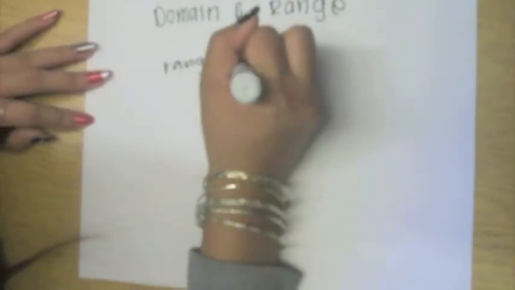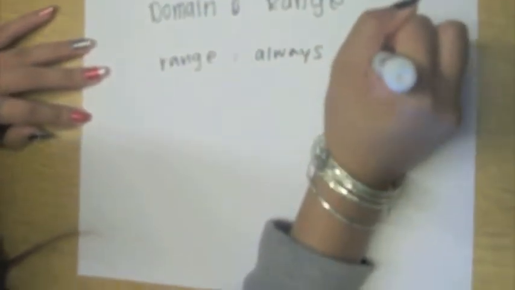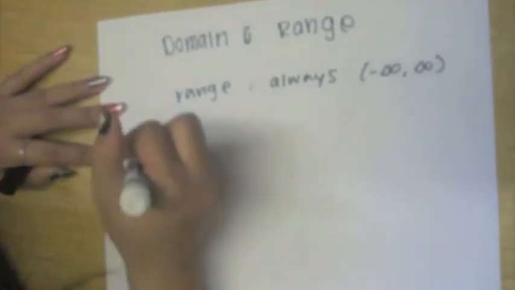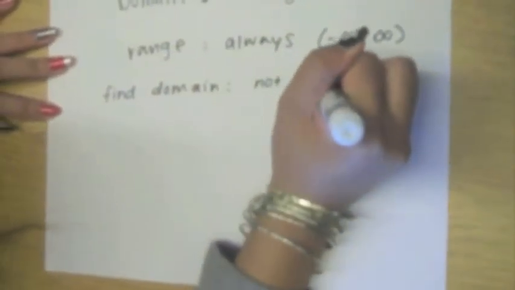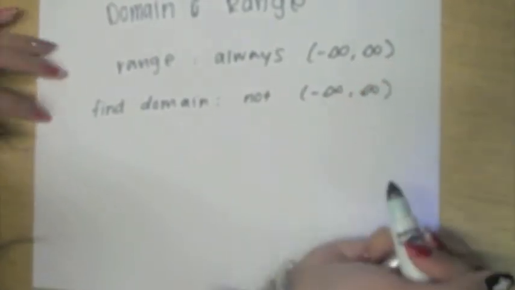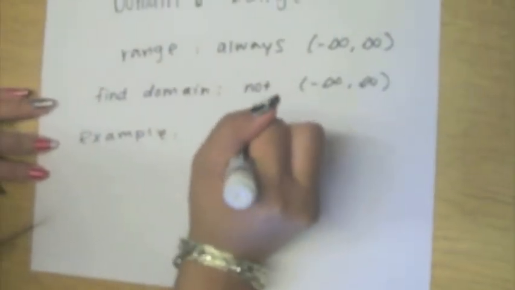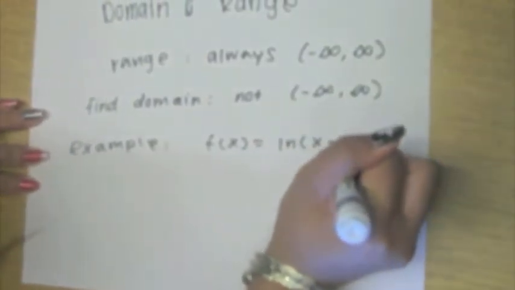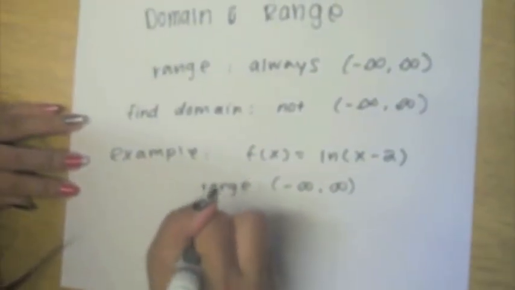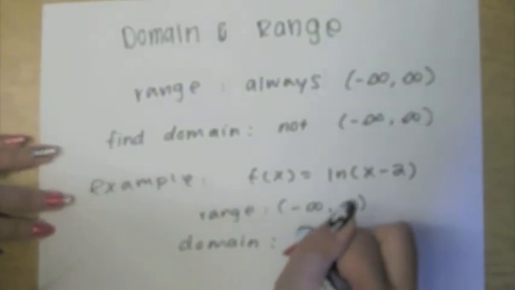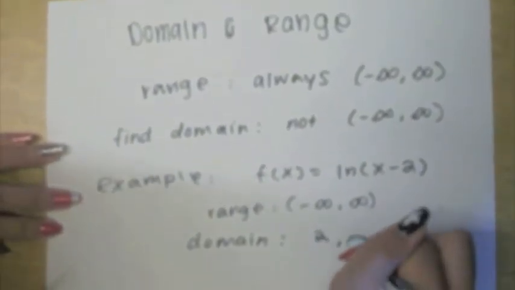Now you will be finding the domain and range of the function. The range would always be all real numbers, and finding the domain is not all real numbers. I will be giving you one example which will help find the domain. The example is f of x equals ln of x minus 2. The range, of course, will be all real numbers. And the domain will be 2 to infinity because it is defined by x minus 2 being greater than 0. It will go right to infinity.